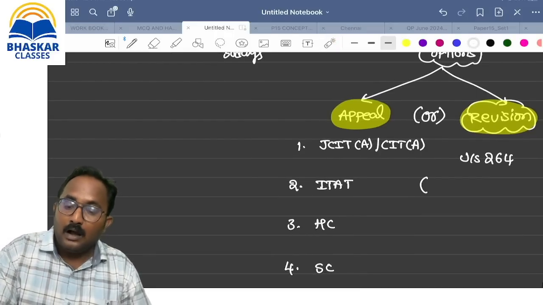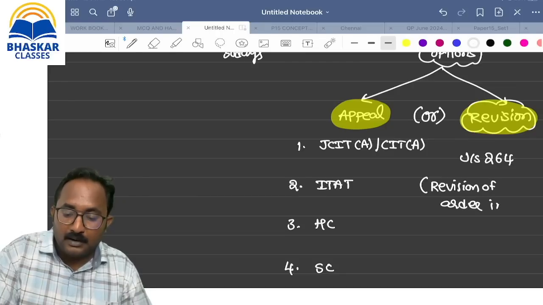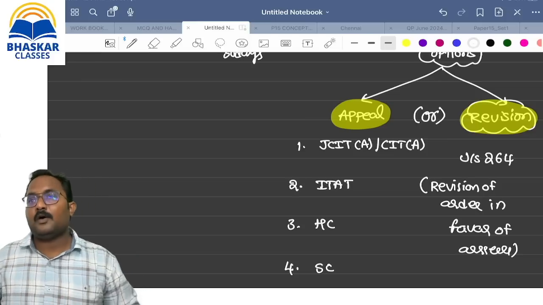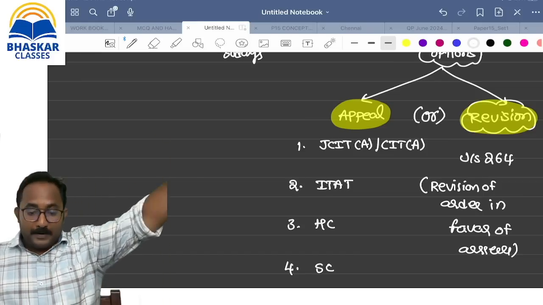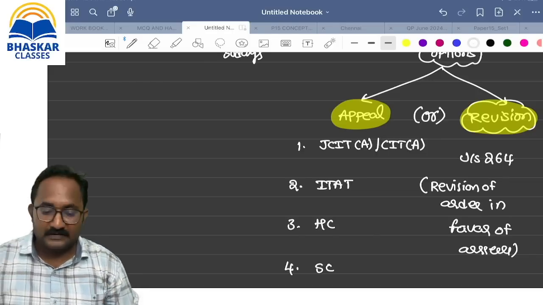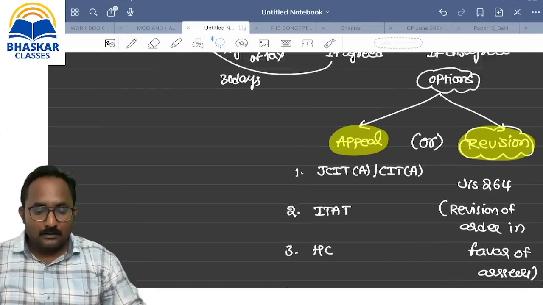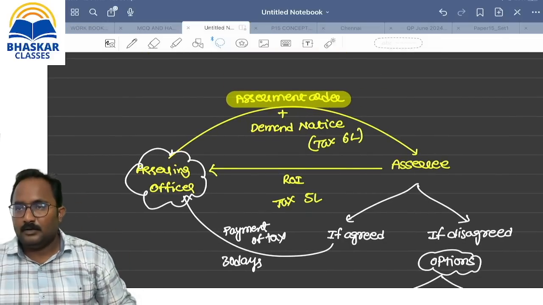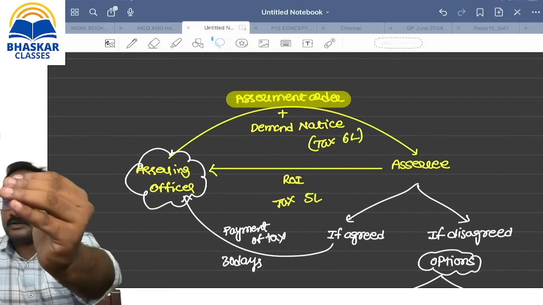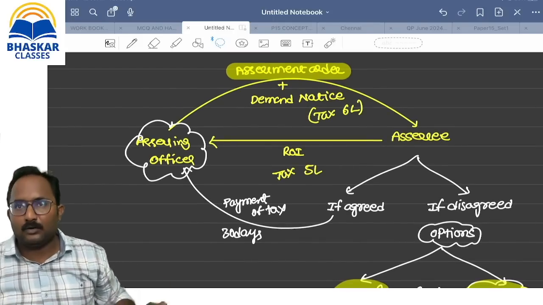What is it? Revision of order in favor of whom? SSC. Revision of order in favor of SSC. Previously it was against SSC. Now please convert it in favor of SSC. Are you clear? Section 264. I'm just saying the points only. Are you clear up to now? Sir, this is only the overview first. If you are not agreeing with the order, you have an option to go for an appeal, or you can go for revision also. If you accept such assessment, yes, pay the tax. Then the issue will be closed. Are you clear?